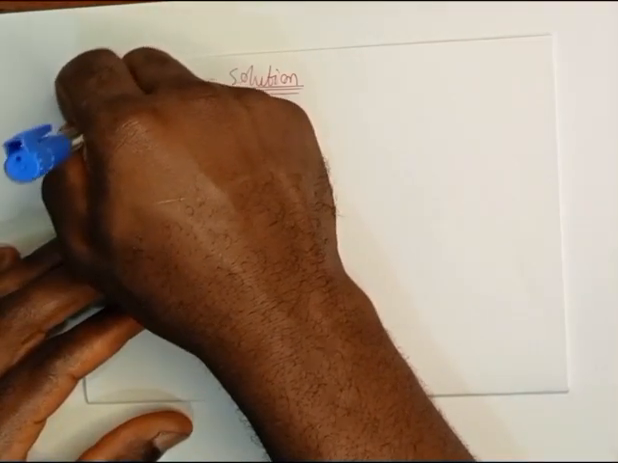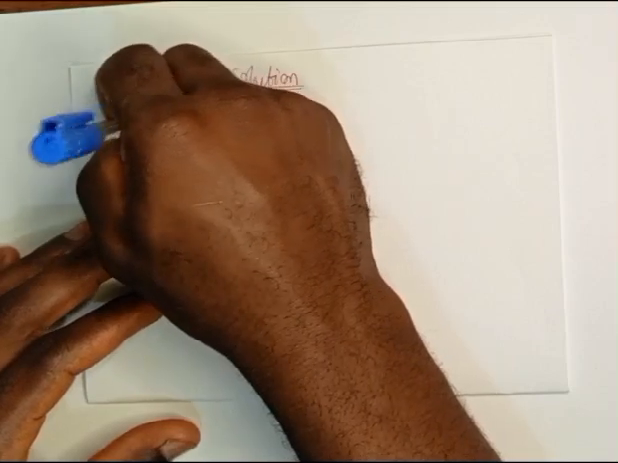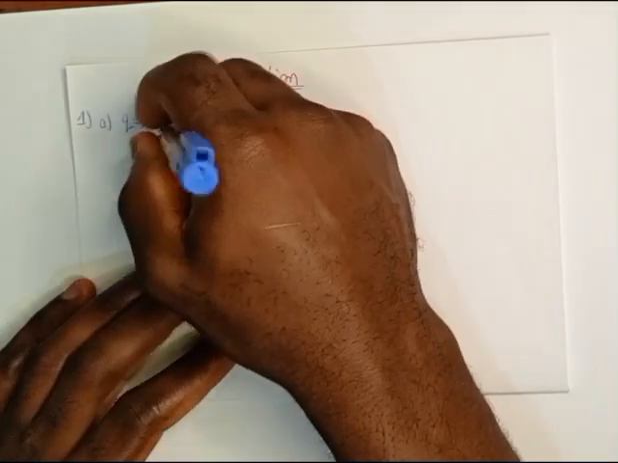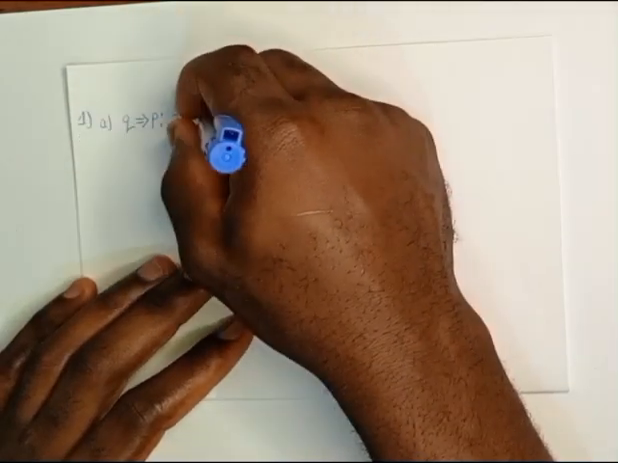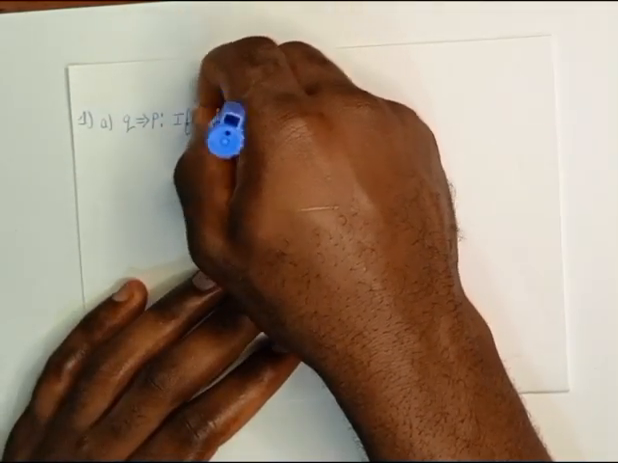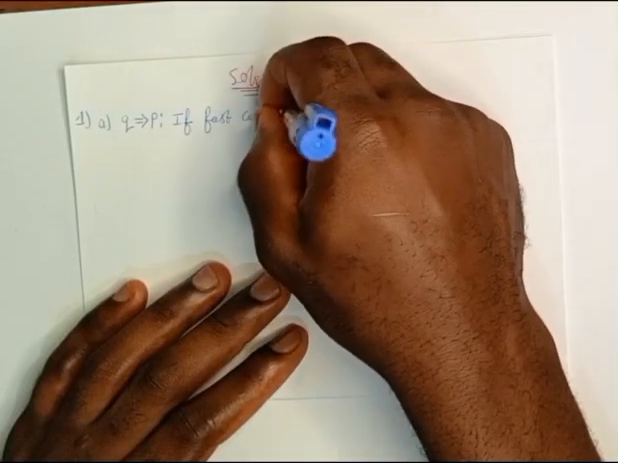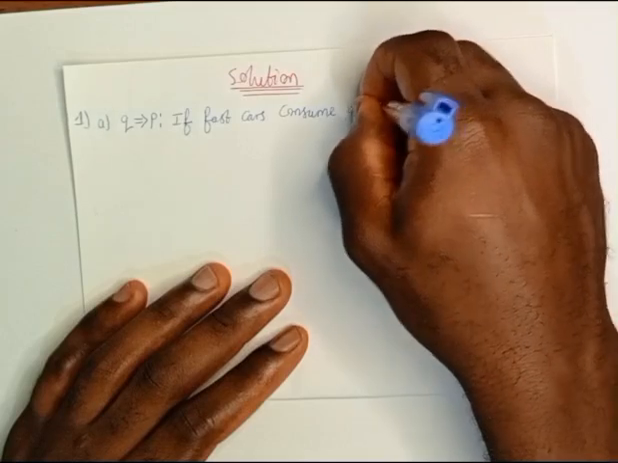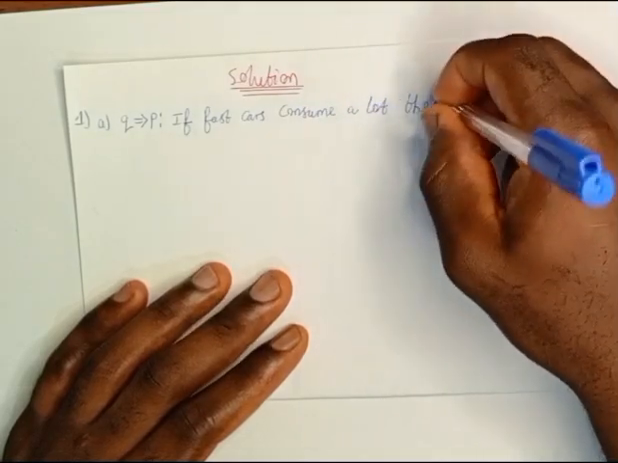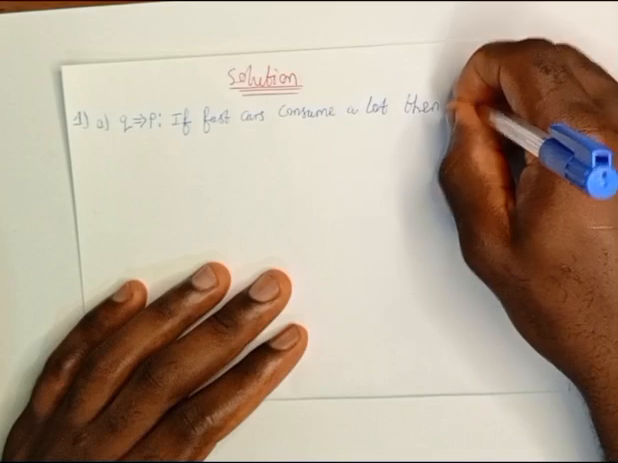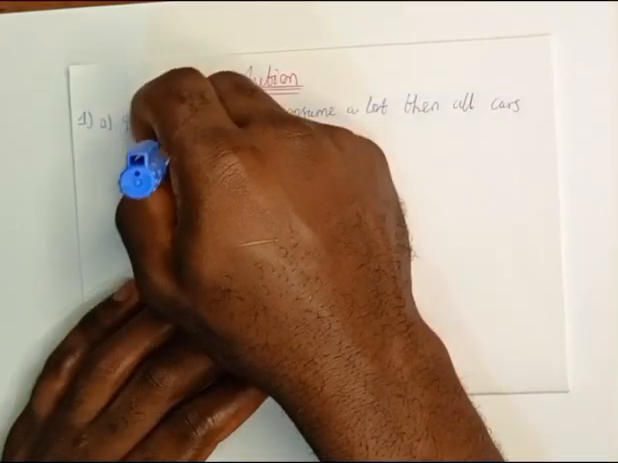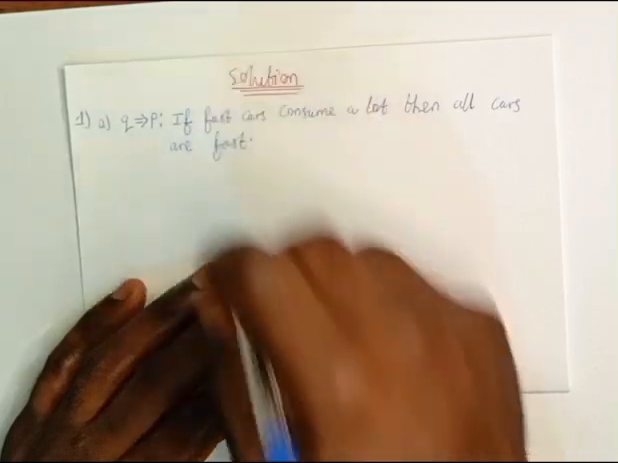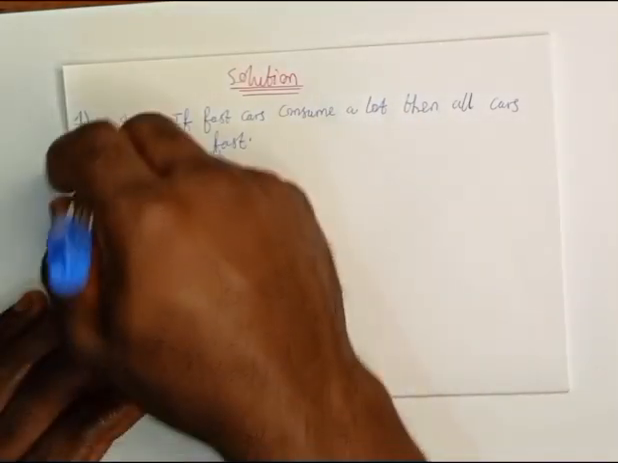Question 1. E. Q implying P. It gives us a statement: if fast cars consume a lot, then all cars are fast. That's what it means. We go to B.